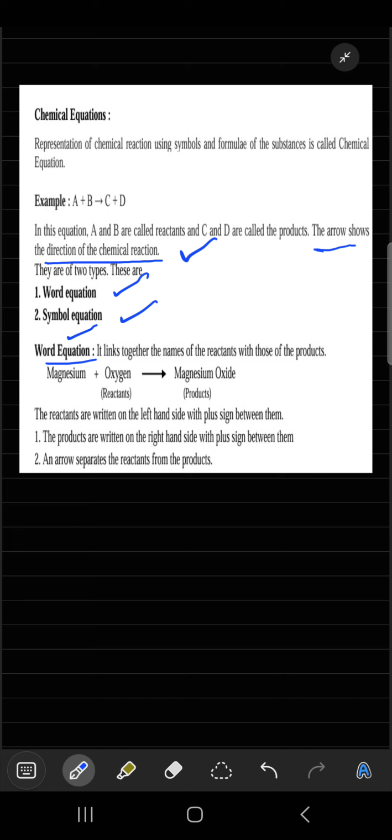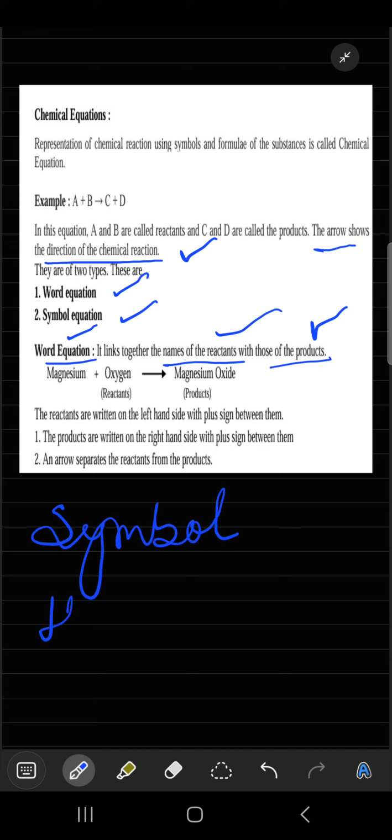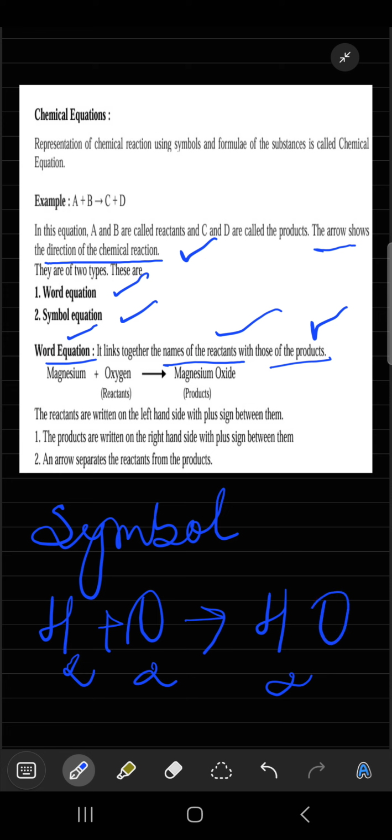What is a word equation? When we simply write the names of the reactant and the product, it is called a word equation, and in a symbol equation we use symbols. For example, for the symbol equation, when hydrogen reacts with oxygen, what we get is water. So here we use symbols, so it is a symbol equation.